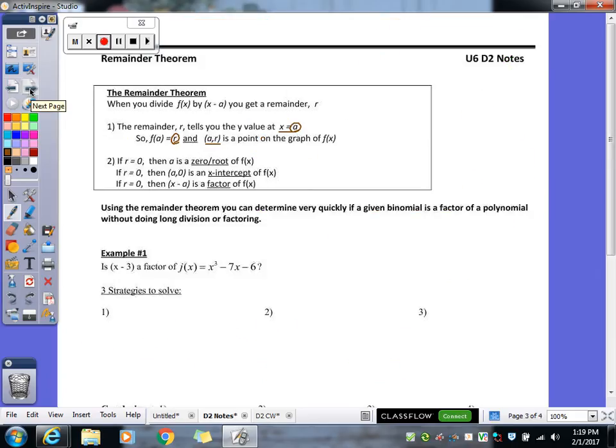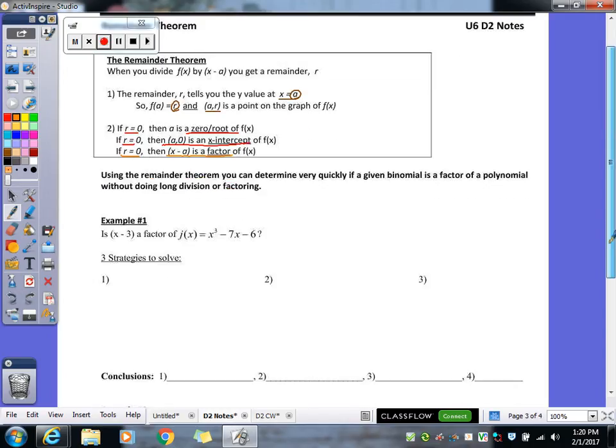Other things our remainder theorem tells us. If our remainder is 0, then whatever we divided by is a 0 or root of the polynomial, which we already knew. If the remainder is 0, you can also call it an x-intercept, which, as we know, is just another way of saying your roots or your zeros. And then if your remainder is 0, then whatever you divided by is a factor of your polynomial. So those are all things we've already been talking about. This just kind of puts it back together again.